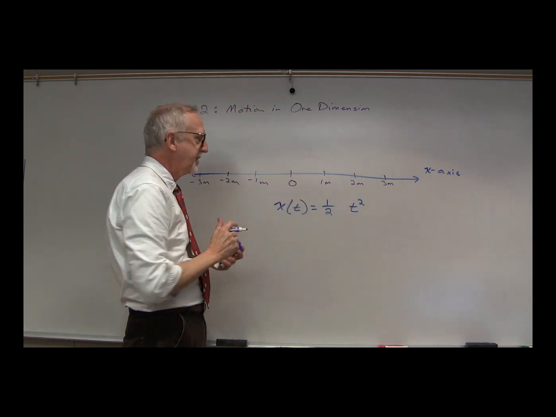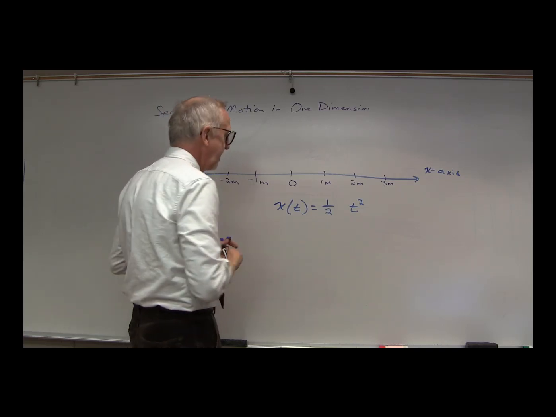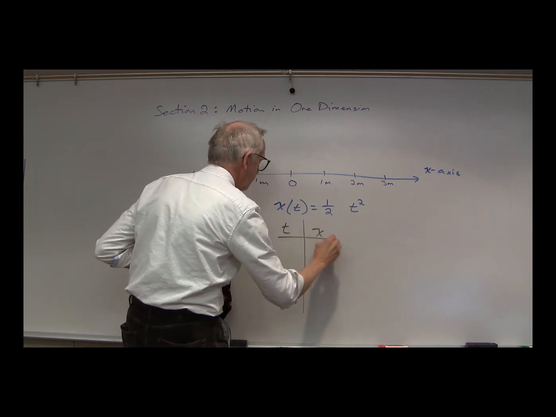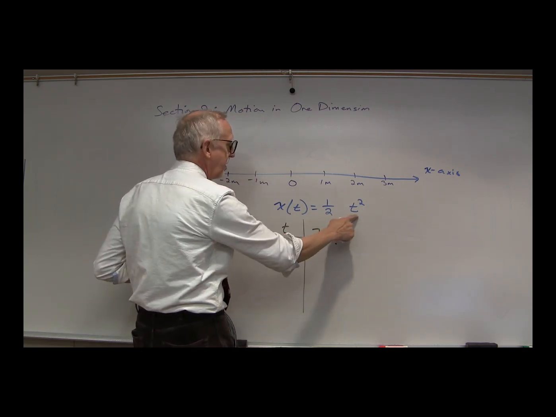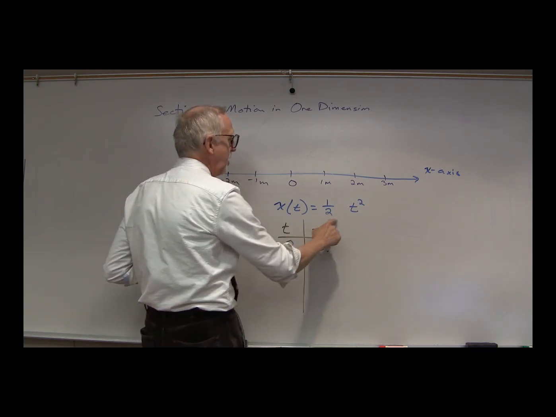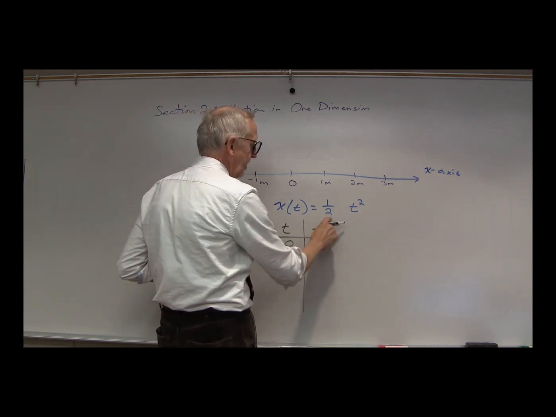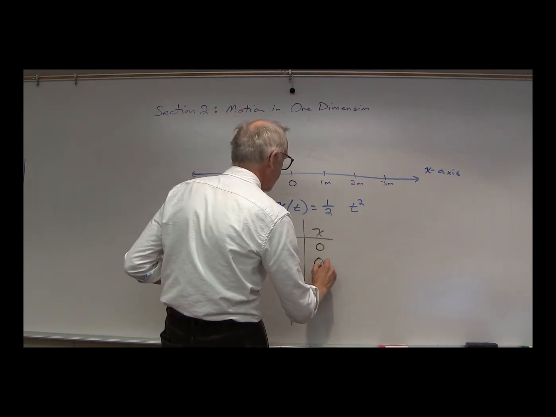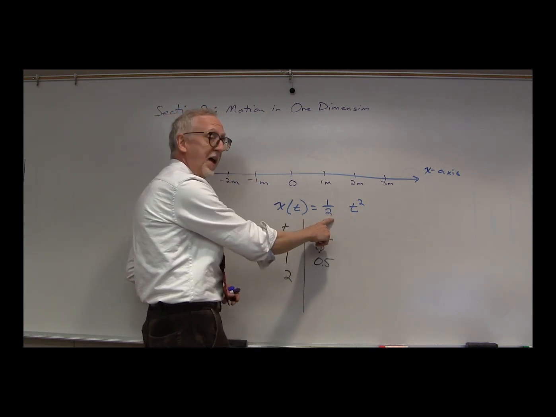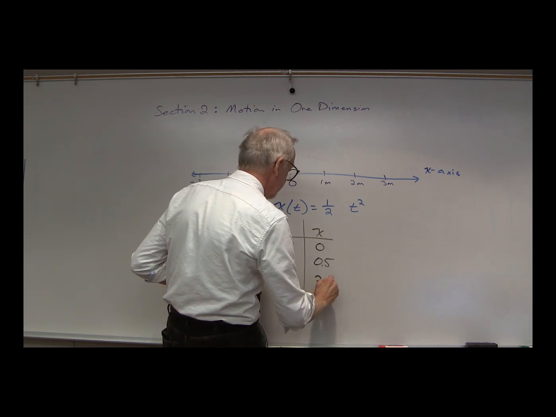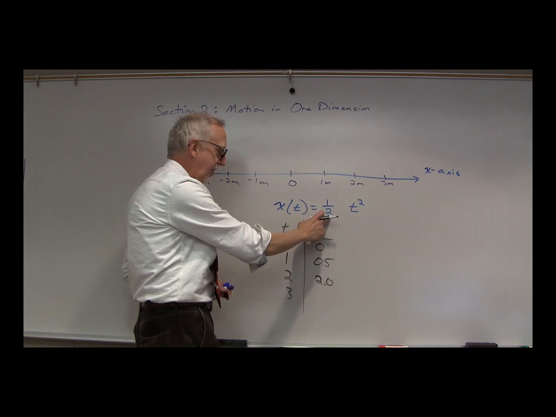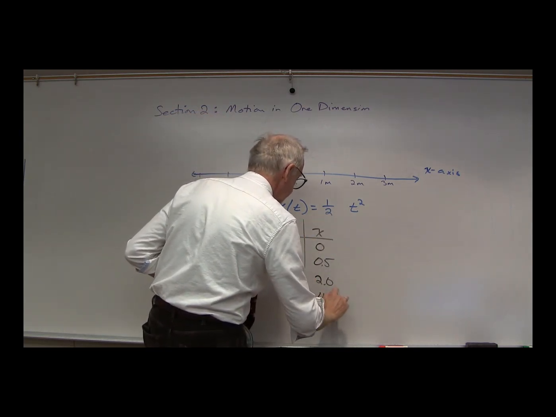Well, we could fill out a table using this. We could make a table of x and time. When t is 0, we put in 0. 0 squared is 0 times 1/2 is 0. x is 0. When t is 1, 1 squared is 1 times 1/2 is, I'm going to write these now as decimals, 0.5. When t is 2, 2 squared is 4. 4 times 1/2 is 2. So you could say 2.0. When t is 3, 3 squared is 9. 9 times 1/2, 4.5. So we'll say 4.5.